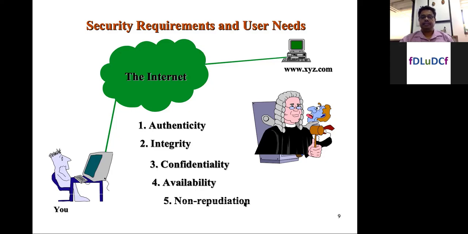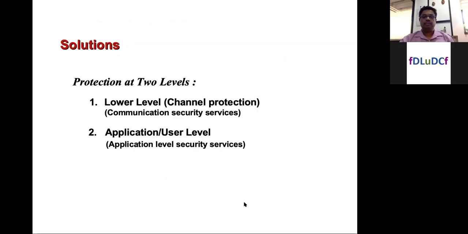If you need these features, we need to use additional protocols. The additional protocols or security controls can be implemented at two different levels. We can implement them at the lower level, that is the communication level, or at the application level, that is in our web application. Today, we focus on the channel level, the lower communication level. How do you provide security at the communication level? In the next lecture, we will discuss application level security.